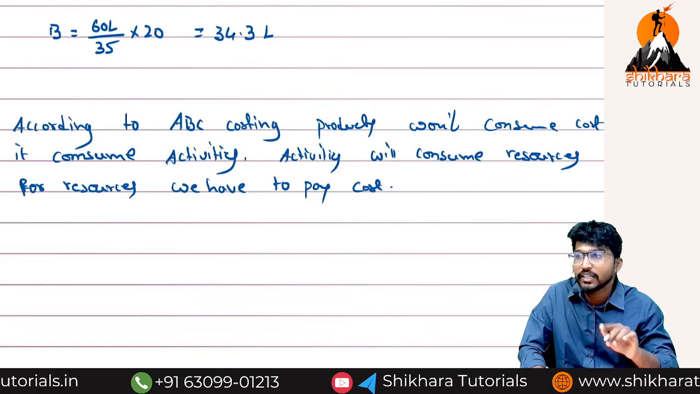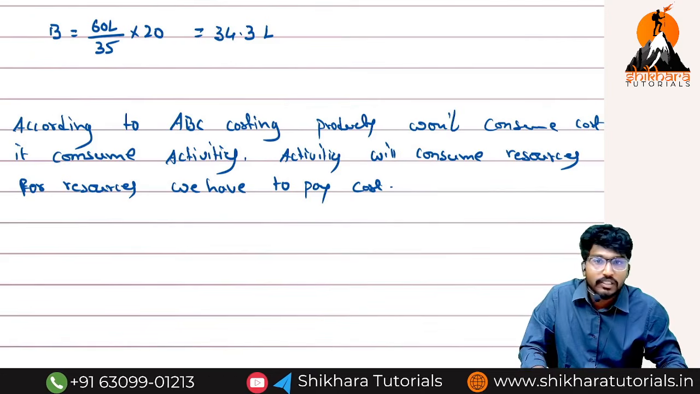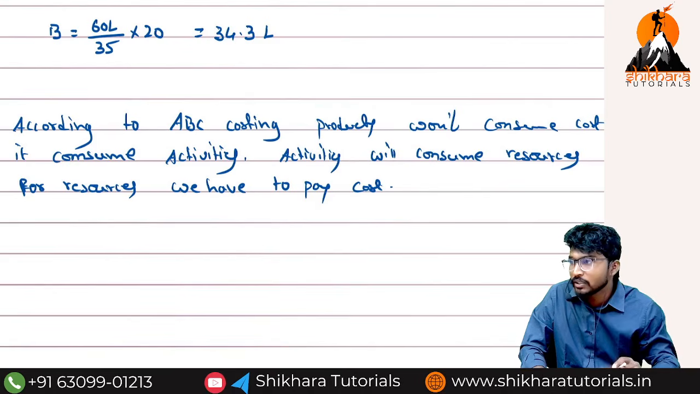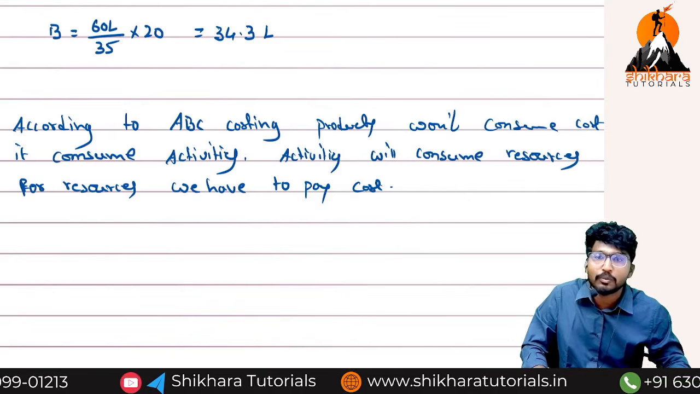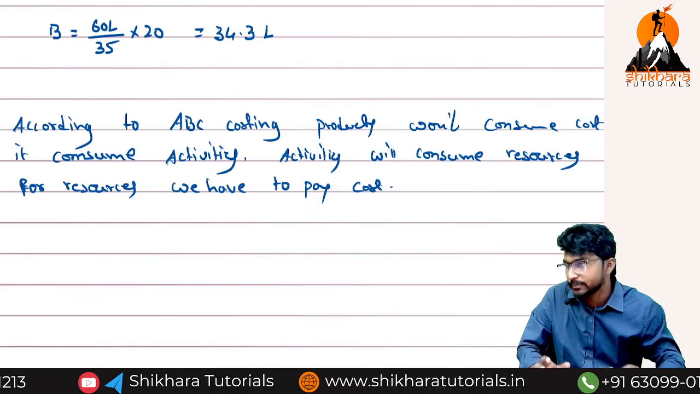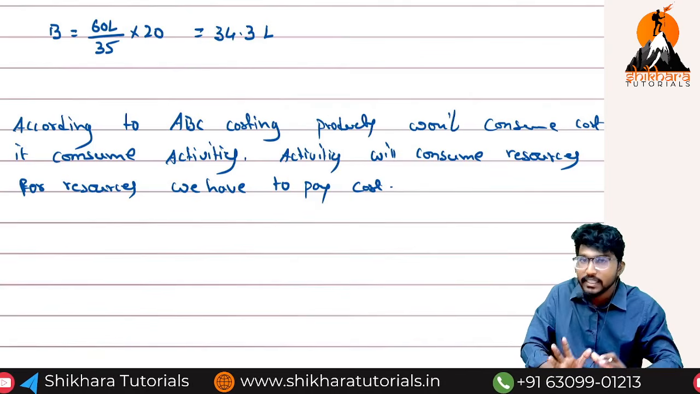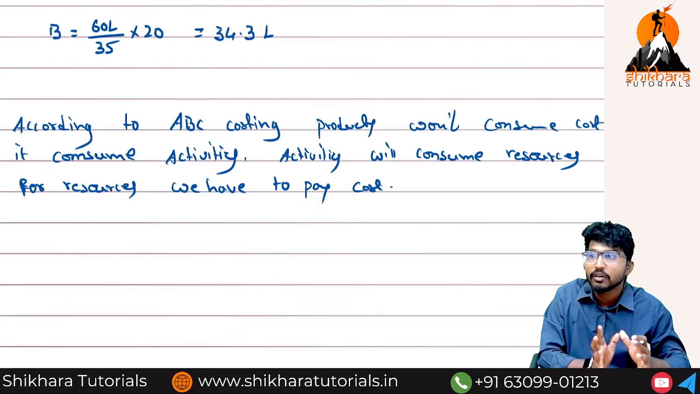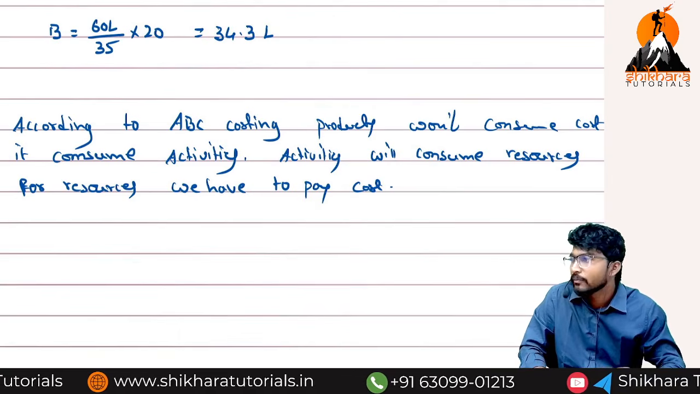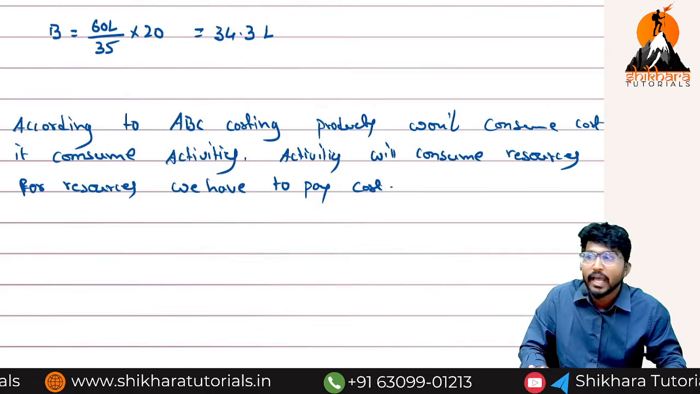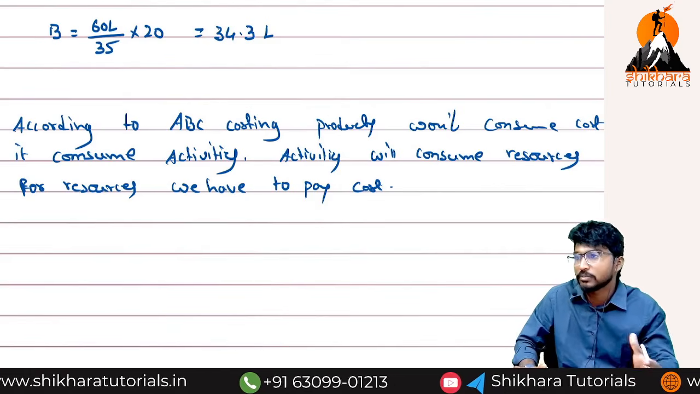After linking the resources with activities, find the cost of the activity. The cost of activity is nothing but cost pool. What is cost pool? Grouping the expenses incurred for the activity is known as cost pool. After finding the cost of the activity, using activity cost driver, apportion the activity cost to the cost objects.